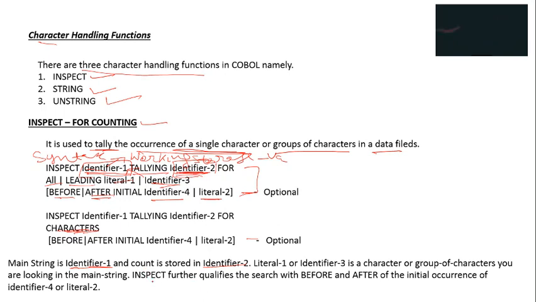And INSPECT further qualifies the search with BEFORE and AFTER the initial occurrence of identifier-4 or literal-2. Meaning whenever you first find this identifier-4 or literal-2 in this identifier with initial occurrence, then it will also qualify with that.